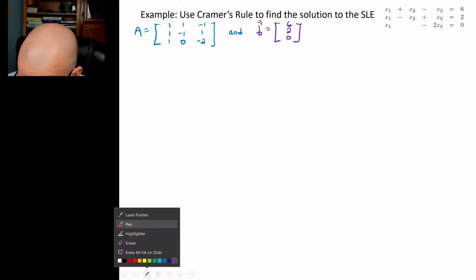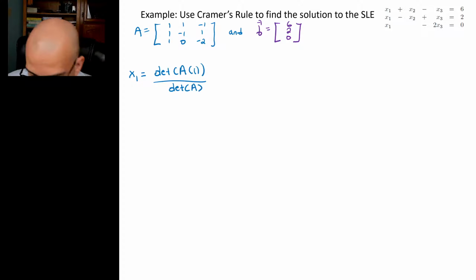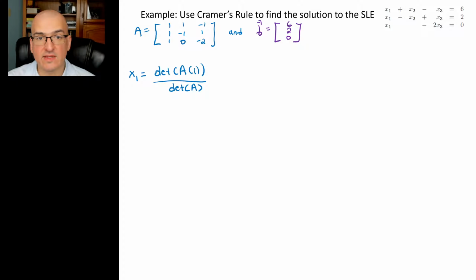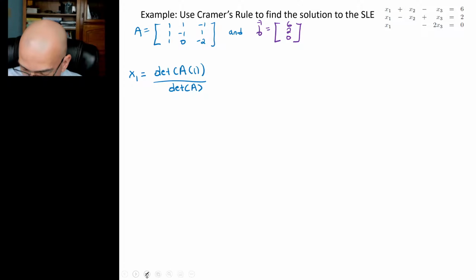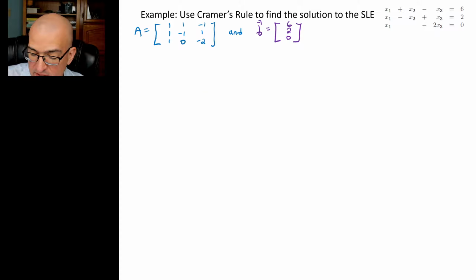Okay, so Cramer's rule says that x1 is going to be equal to the determinant of A1, not A sub 1, A bracket 1, divided by the determinant of A. So let's go ahead and calculate that. Let's calculate the determinant of A. Actually, I'm going to get the ingredients we need first, and then I'll put the ingredients together on the next slide.